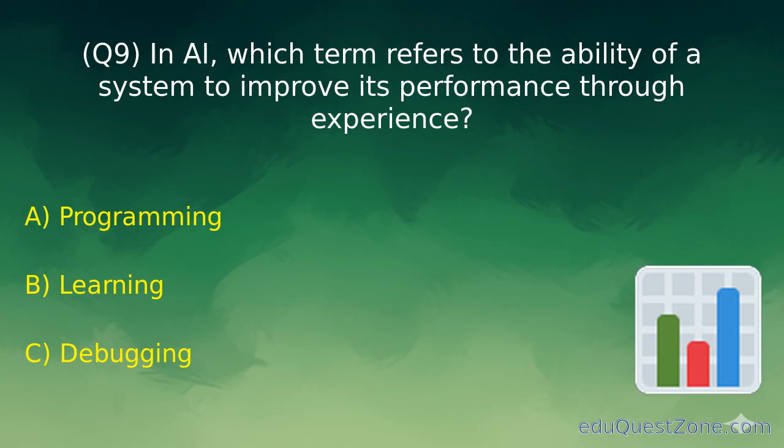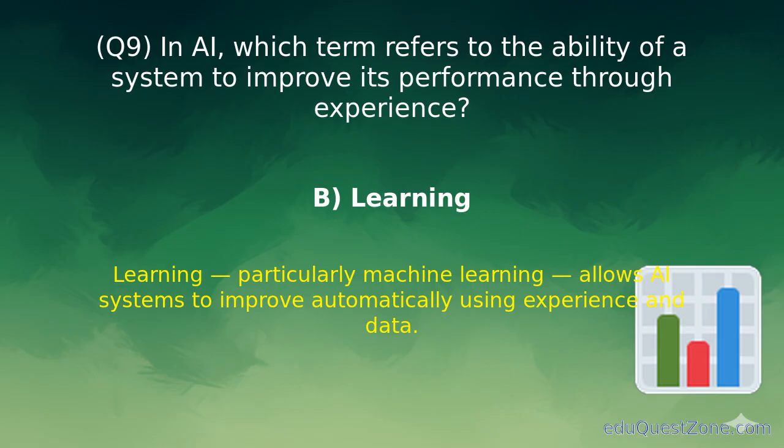Question 9. In artificial intelligence, which term refers to a system's ability to improve its performance through experience? Option B. Learning. Learning is the process where AI systems improve by experience without being explicitly programmed.